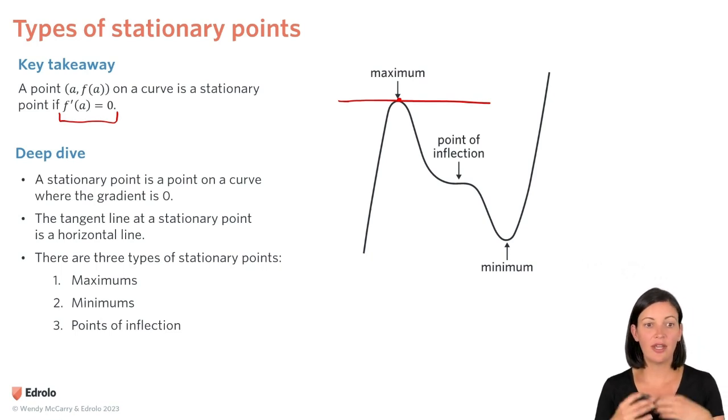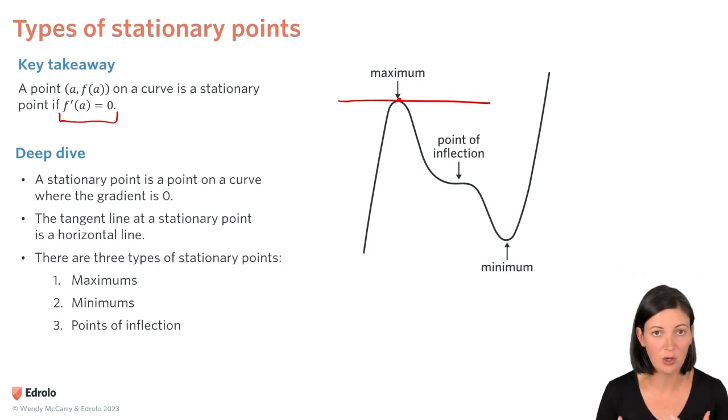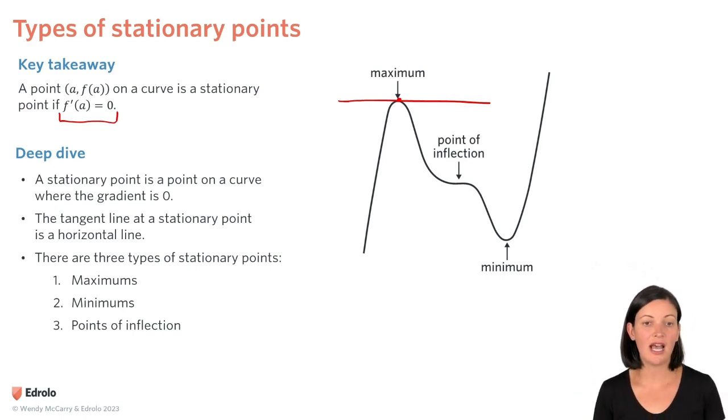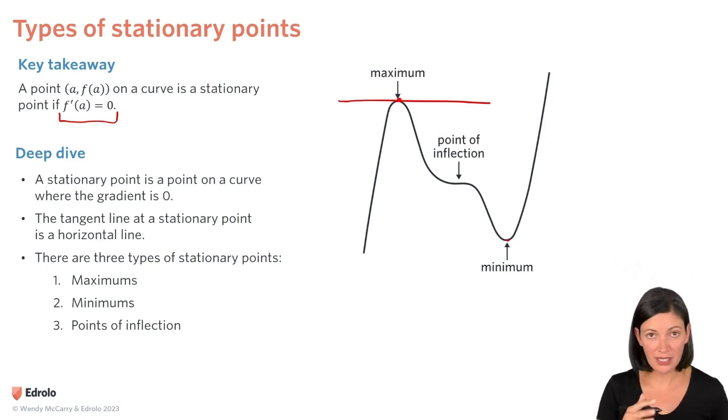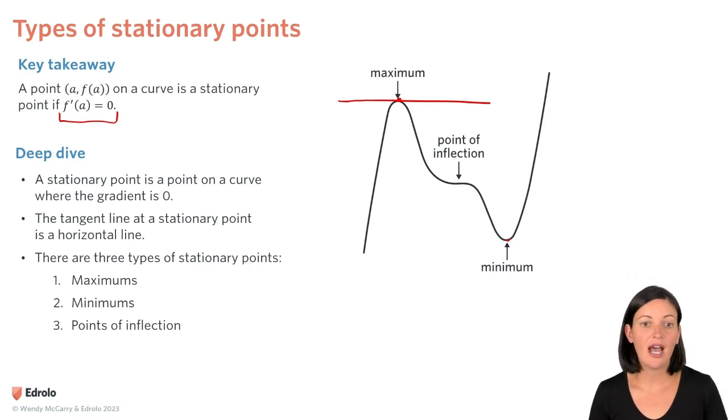Okay, so there are 3 types of stationary points that we can have. We can either have what we call a maximum or a local maximum, which you'll be familiar with from your work on, say, parabolas. That's one of our turning points, okay? We have minimum points, which are, like we said, a low area of the graph. Again, another type of turning point.